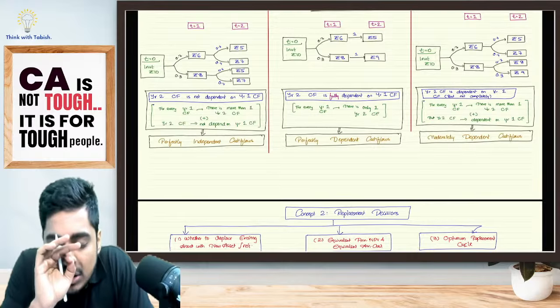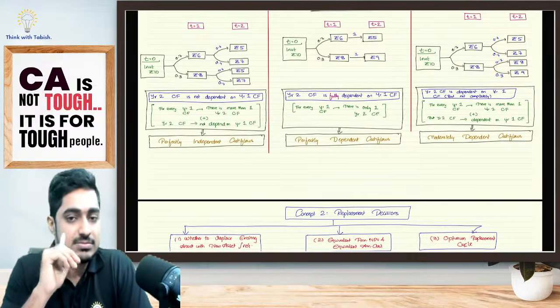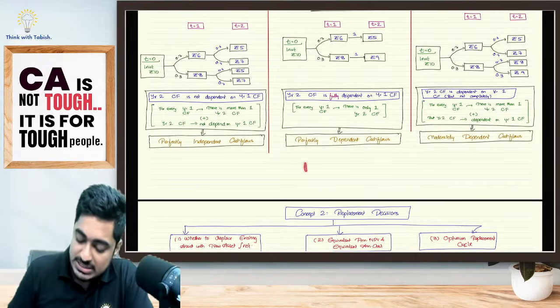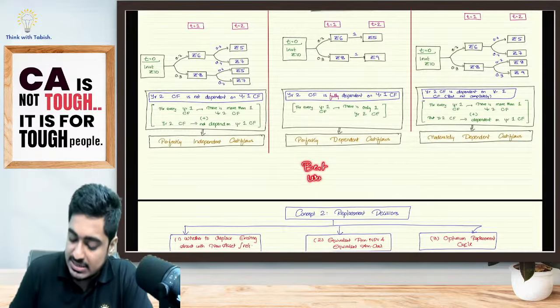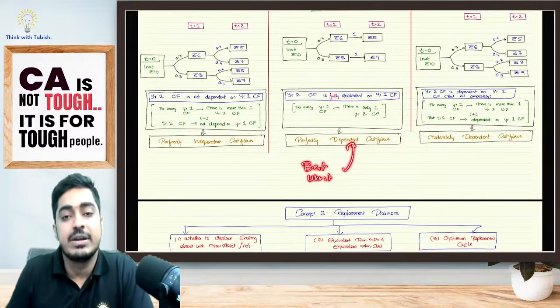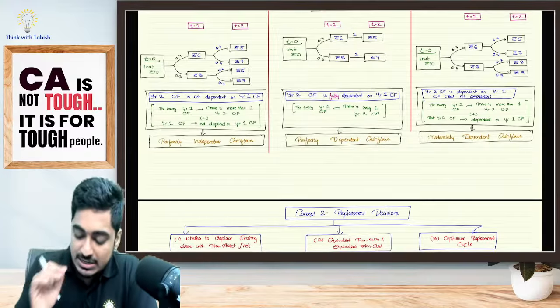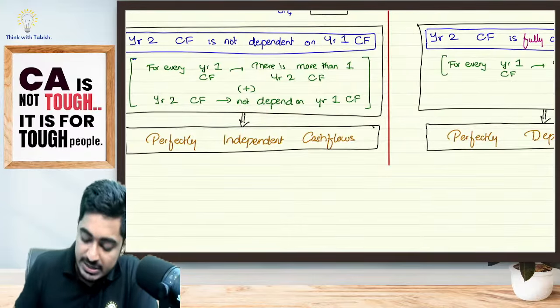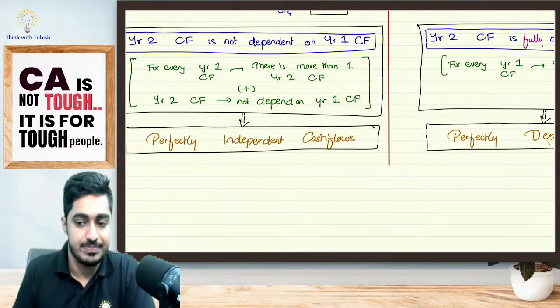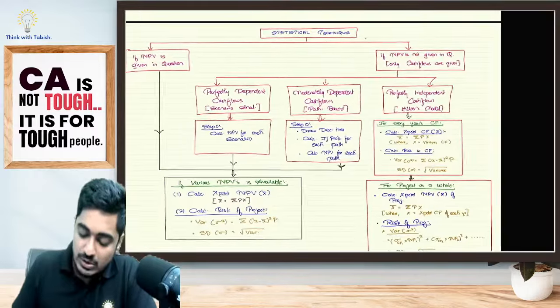If a question does not specify which type of cash flow it is, imagine the question told you best scenario, worst scenario, most likely scenario. You got it, it is perfectly dependent. If the question does not specify, the default assumption is always that we take it as perfectly independent. Now, using that, how do we do the calculation?